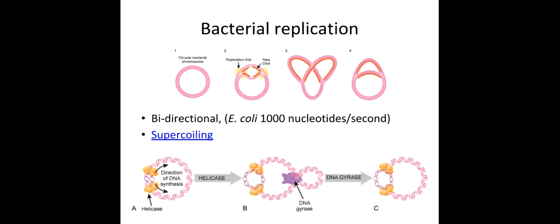So we're going to start off with a simple example. We're going to start off with a more simple version of replication. We're going to look at bacterial replication. So as you may recall, bacteria are circular.